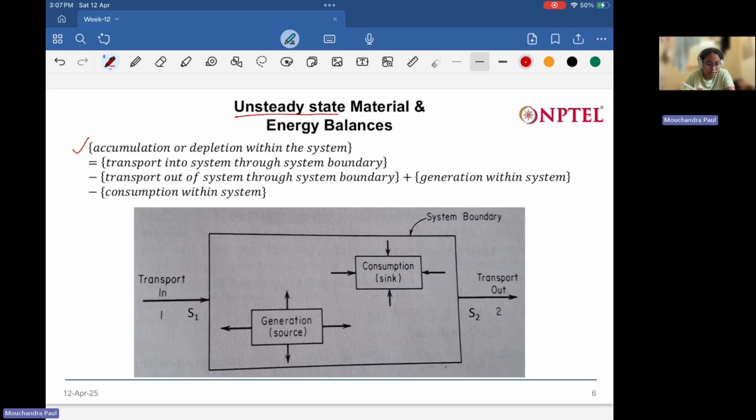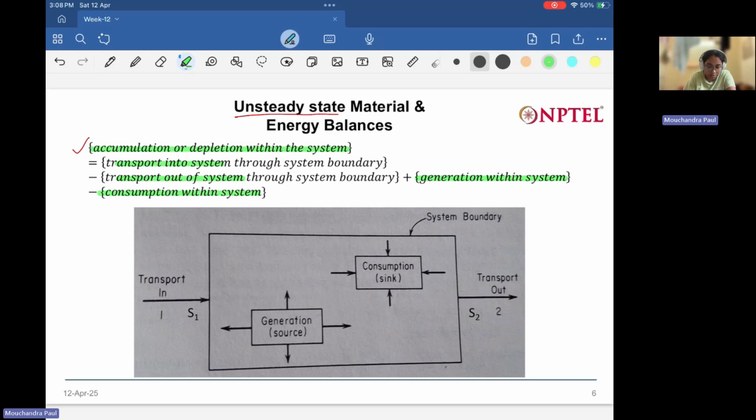The accumulation and depletion within the system is equal to the transport into the system through the system boundary, minus the transport of material out of the system through the system boundary. Plus, if there is a reaction, then there will be generation of material within the system, or it is also possible that the material gets consumed. So the generation and consumption terms come under consideration when there is a chemical reaction.